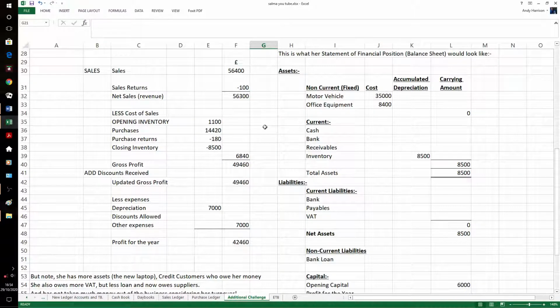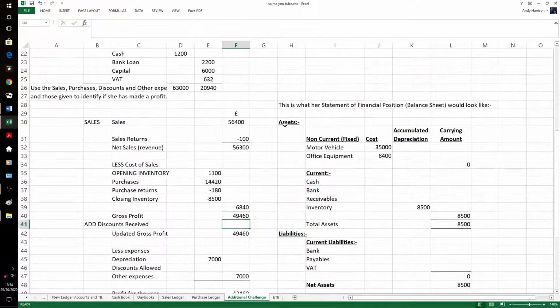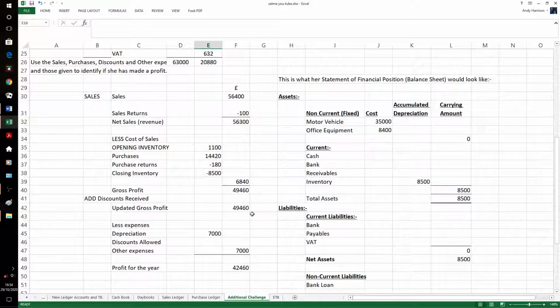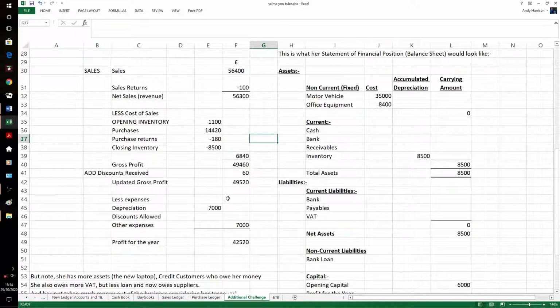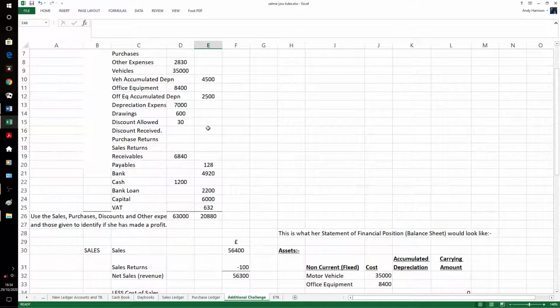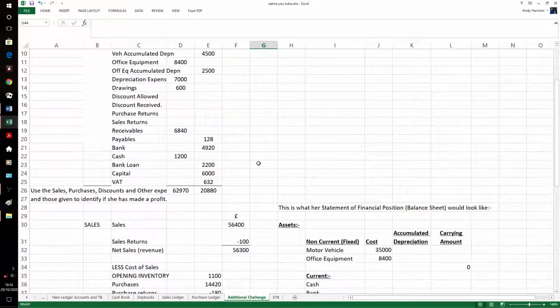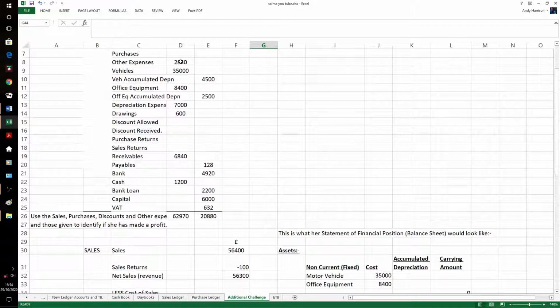So actually she made £49,460 gross profit. This is an oddball. Discount received of 60 is a sundry income. What we actually do is just add it to our gross profit, along with bank interest received and a couple of other items. So our updated gross profit doesn't really have a proper name, that one. And then we take off our expenses. The depreciation we calculated manually. Discounts allowed was 30. And other expenses, there's no other expenses, was just the 2830.